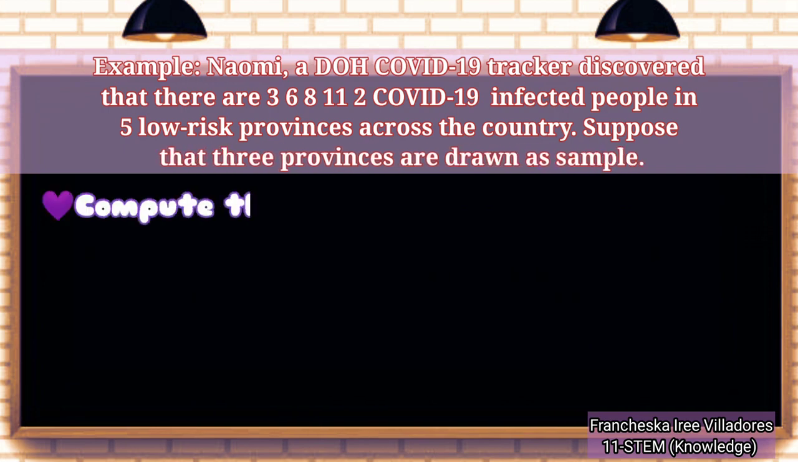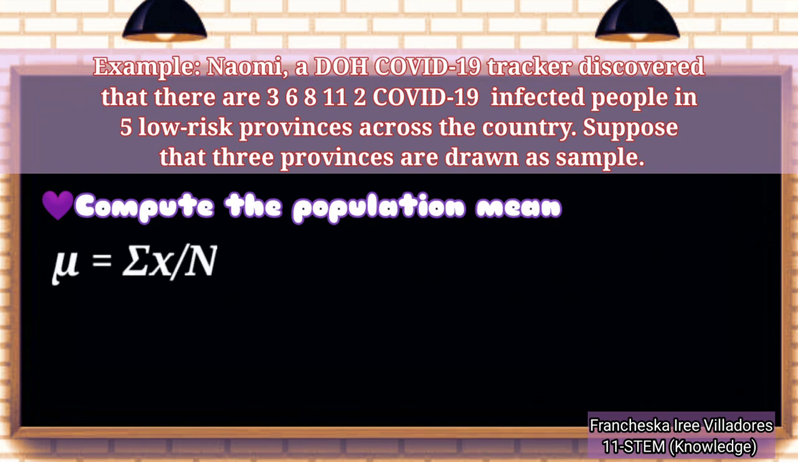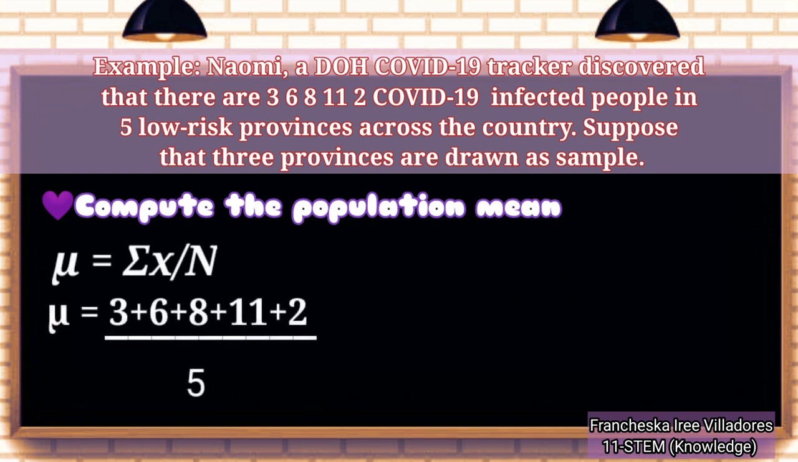First, we're going to compute the population mean. Ang formula nito, the summation of x over n, ang given natin ay 3, 6, 8, 11, and 2. Ipag-a-add natin over 5. Ang 5 ay is the number of elements. Simplify natin, it is 30 over 5 equal to 6. So, ayun ang ating population mean.